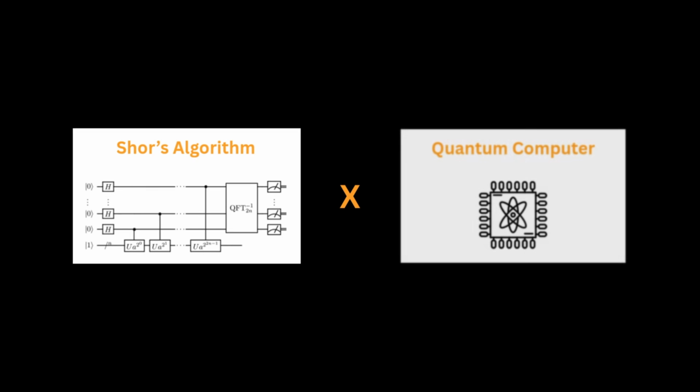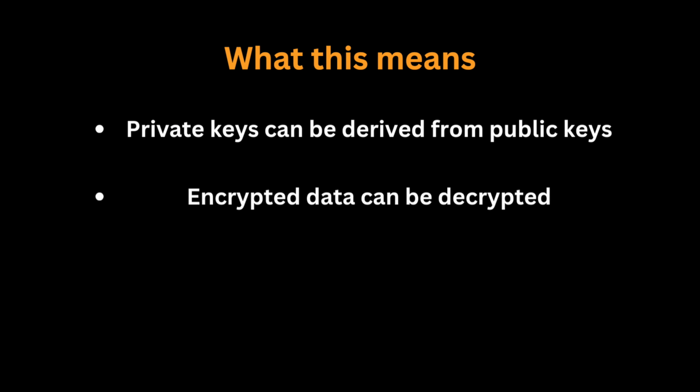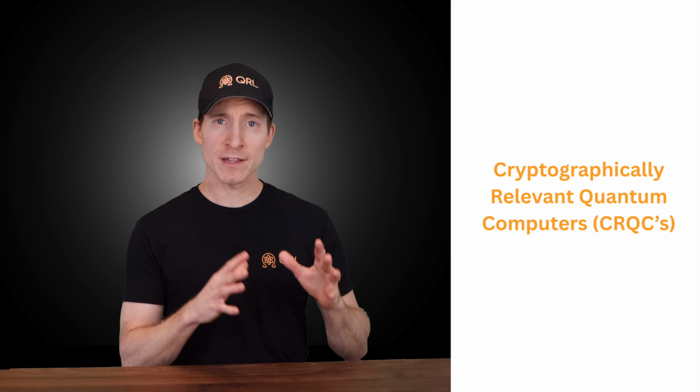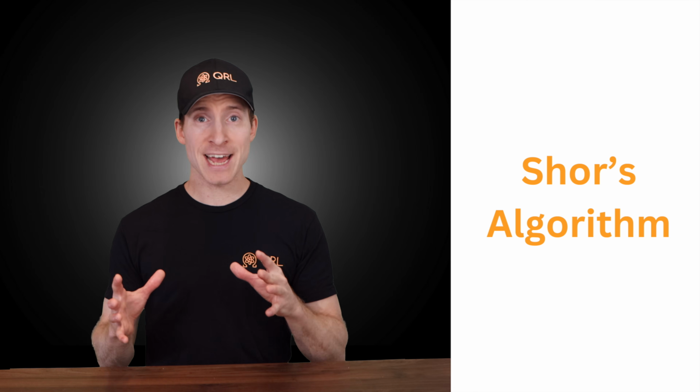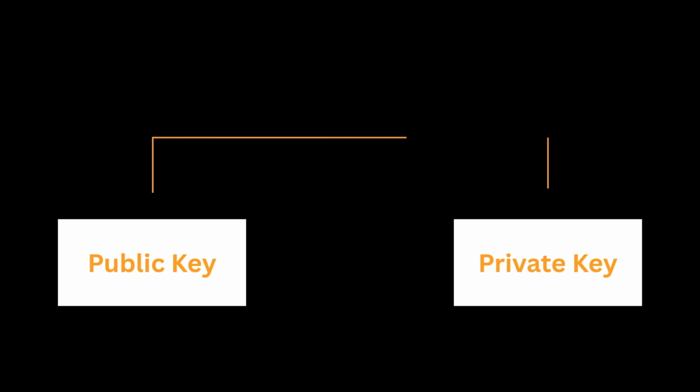So it's this blend of when you take Shor's algorithm and you run it on a cryptographically relevant quantum computer, that's where the magic happens. What this means is that private keys can be derived from public keys, encrypted data can be decrypted, wallets can be drained. Once cryptographically relevant quantum computers arrive, Shor's algorithm gives attackers a direct path to derive those private keys from those exposed public keys that we just talked about.